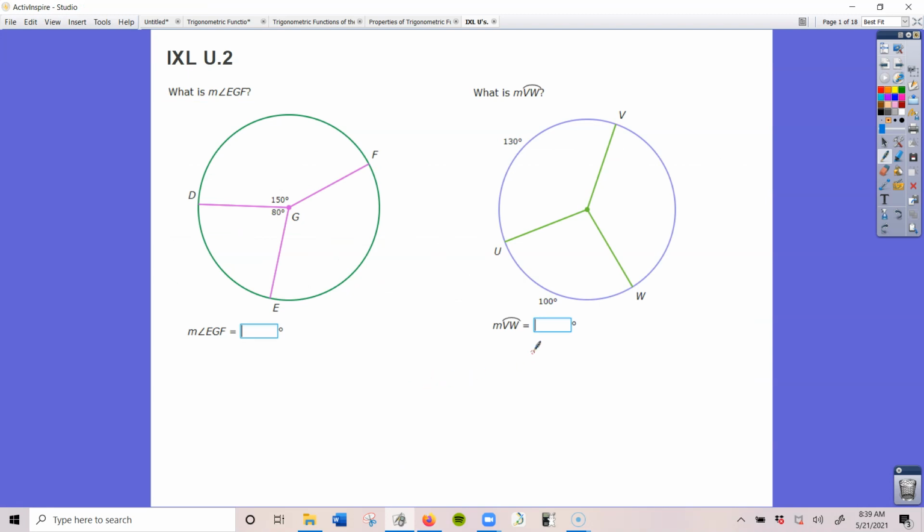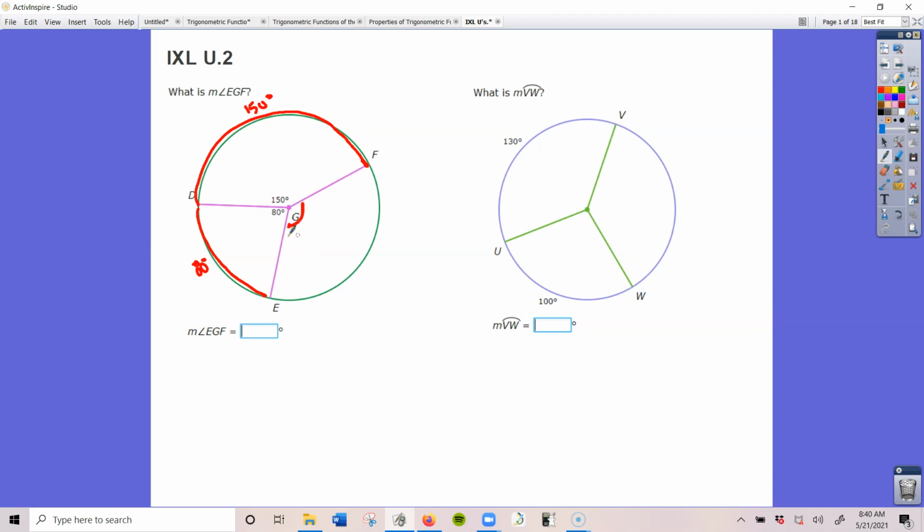Now U2 is finding the measure of those angles or arcs. So first of all, whatever your central angle is going to equal the arc measure. So this angle that's 150, that's going to be the measure of this arc here. And this is not part of this question, but it's just so that you understand for the rest. So this angle here that's 80, that means that this arc here is 80. Now what they're asking for is the measure of angle EGF. So that's this angle here.